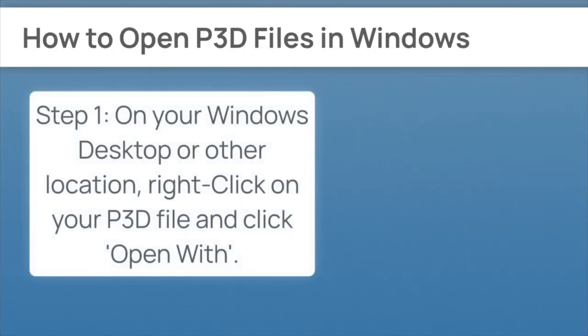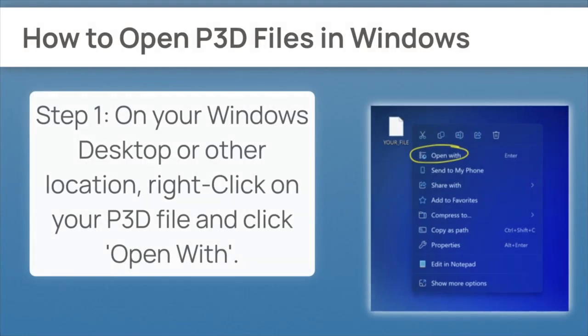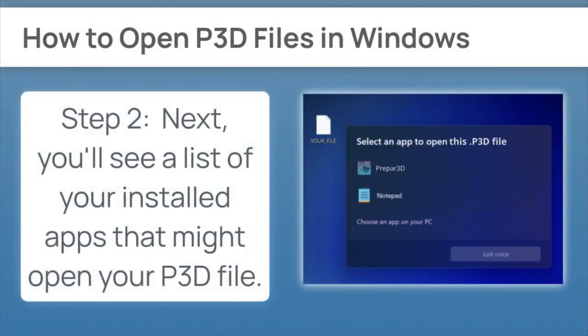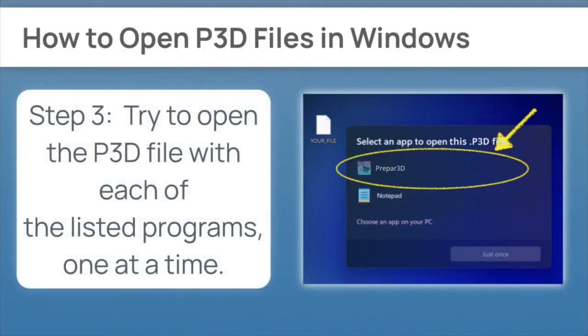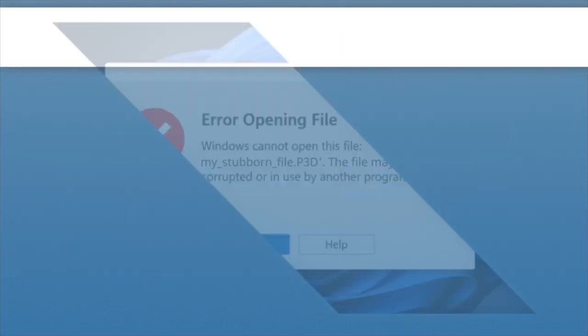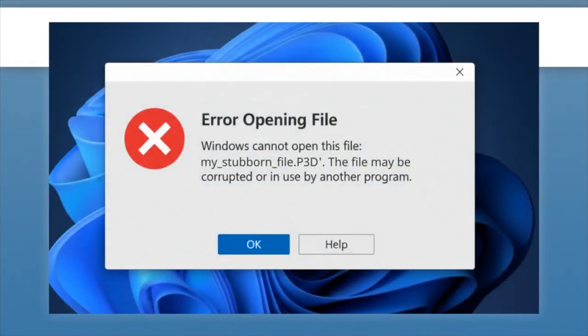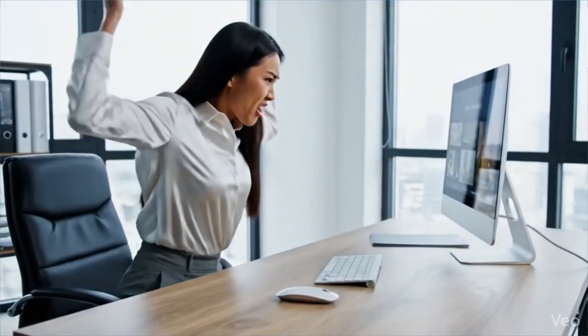Your reliable first step is the Open With action. Right-click the P3D file and select Open With. If Prepar3D is installed, use it. If not, choose another program. We must find the application that works. If you cannot access the P3D file, no problem. We're going to use the universal fix, but it helps to know the source.